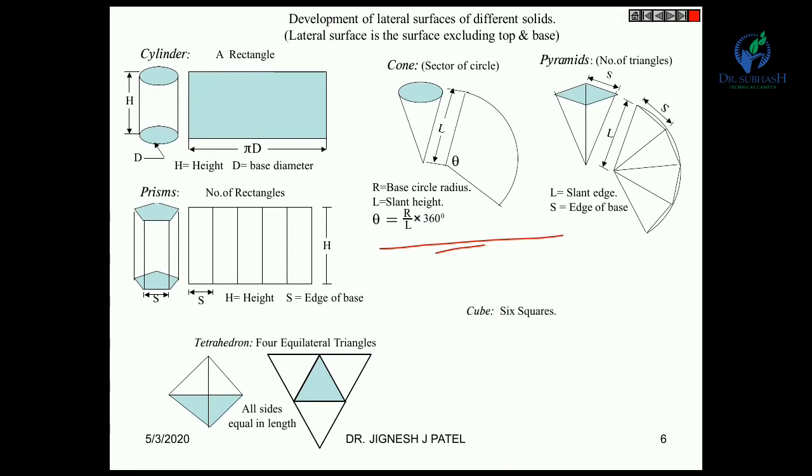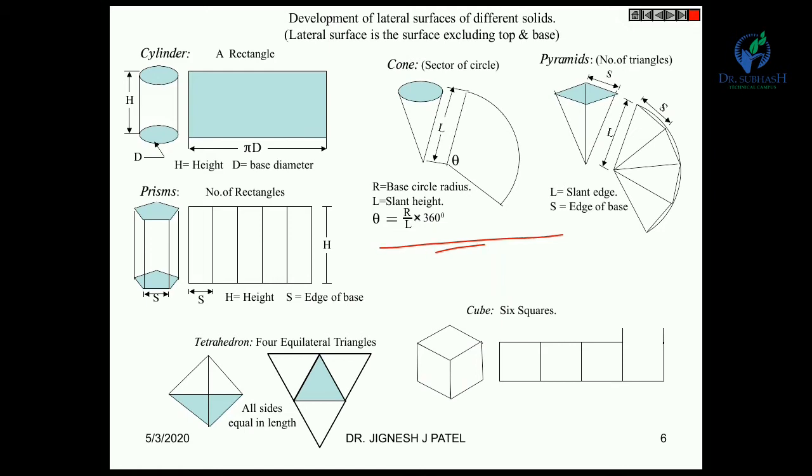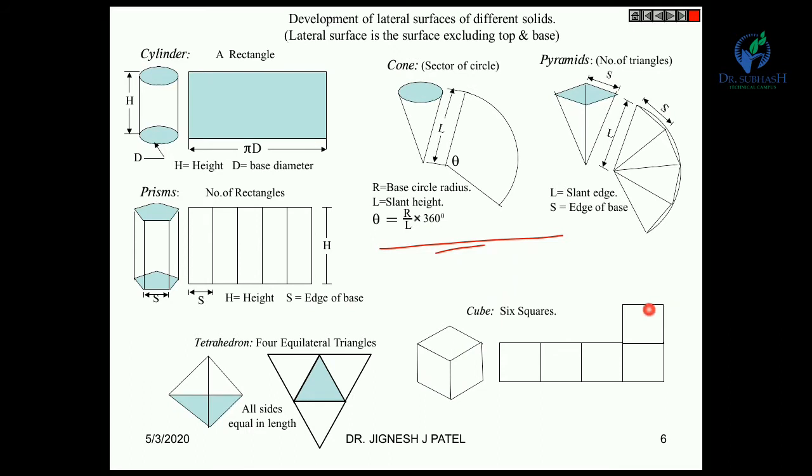Now the development of a cube. A cube means 6 squares. This is the cube. There are 4 sides of this cube; these 4 squares show the 4 sides, and this is the top and this is the bottom of the cube. So there are 6 different squares in the development of the cube.